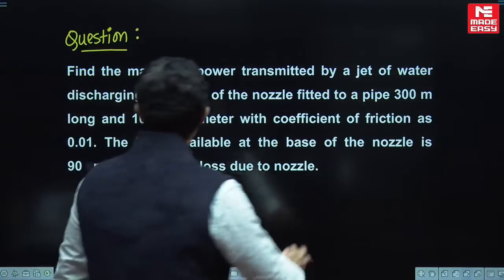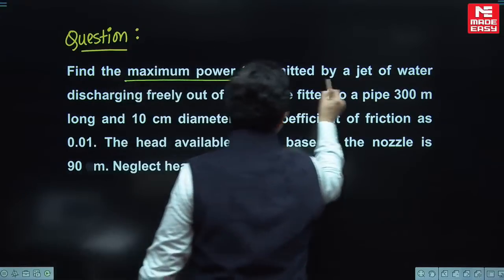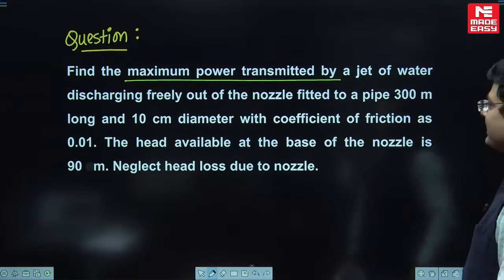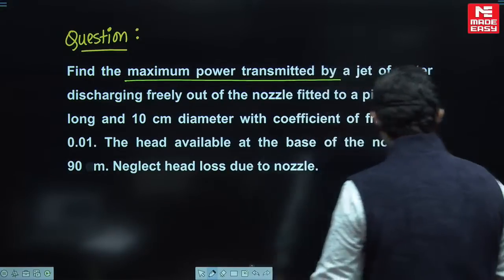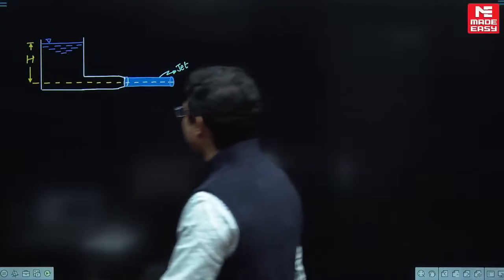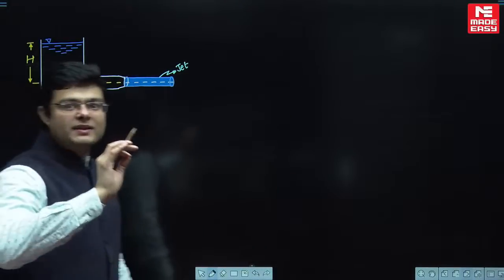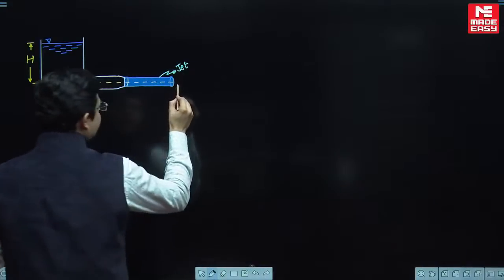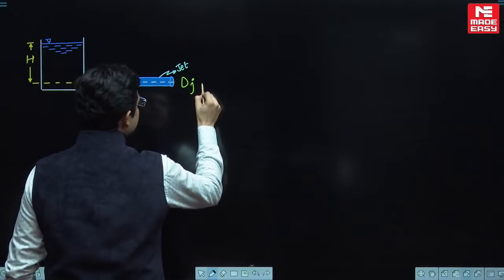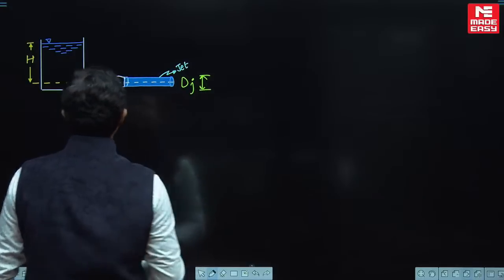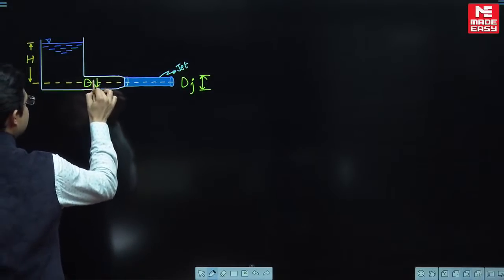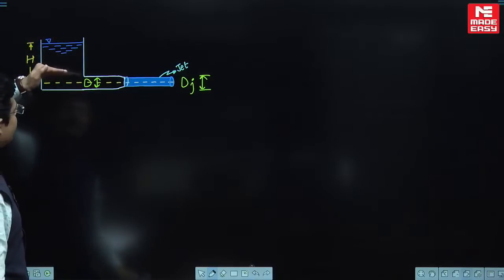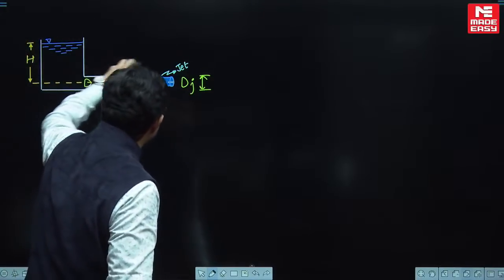The maximum power transmitted by the jet discharging through the nozzle, this and this. Beautiful problem. See, in my classroom I have derived the formula for diameter. So this is the jet. Let the diameter of the jet be some Dj and the diameter of this pipe be some D. So there is this reservoir having a head H and a water jet is coming out from here.